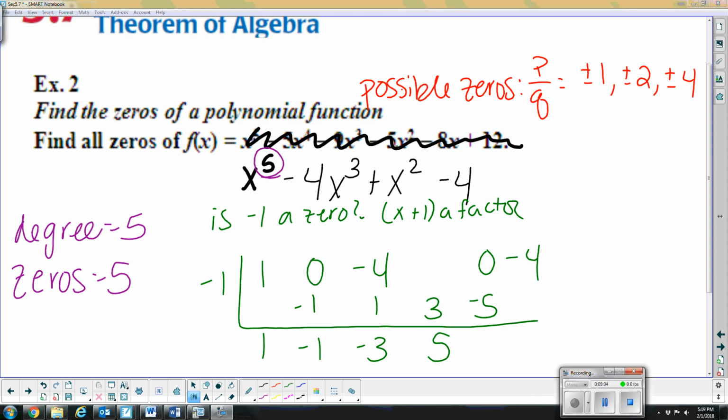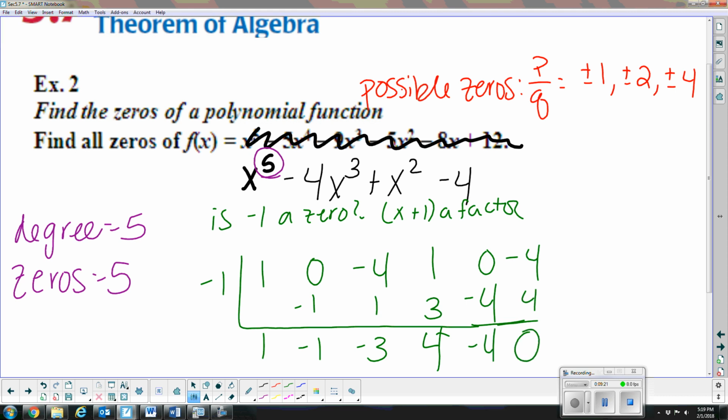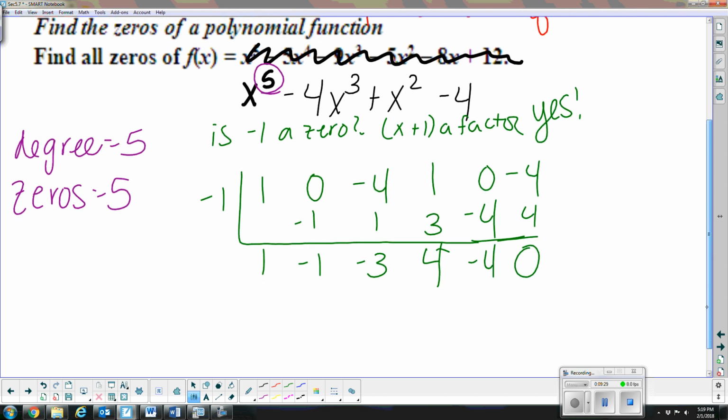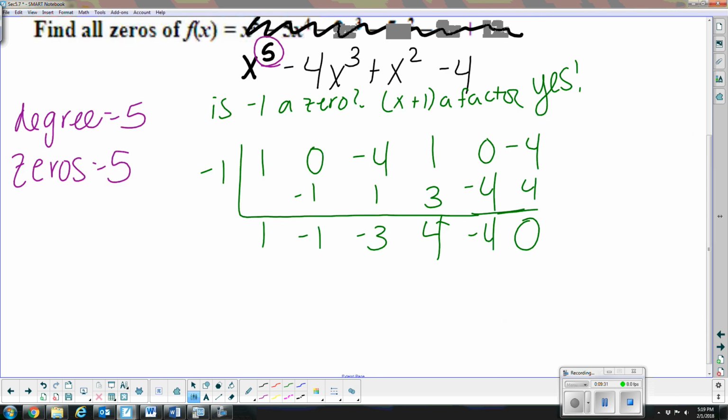And I had actually one of my coefficients wrong from here. This should have been a 1. I had a 2 there. So that's why that 5 should be a 4. And that should be -4. All right, so I get a remainder of 0. That means yes, -1 is a 0. So you're going to have to continue this process until you get down to just a quadratic expression or until you get to a factorable expression, either by grouping or by putting into quadratic form.